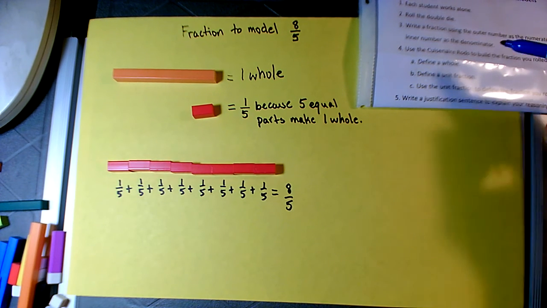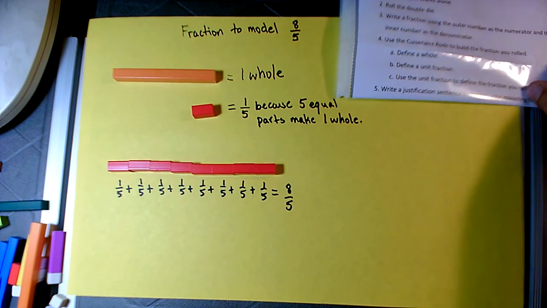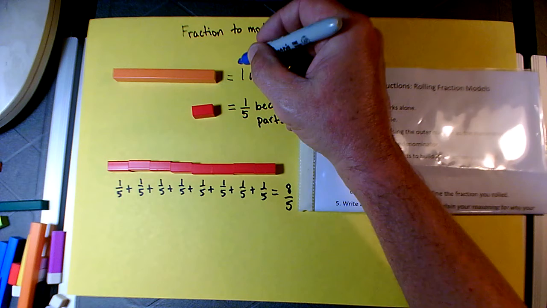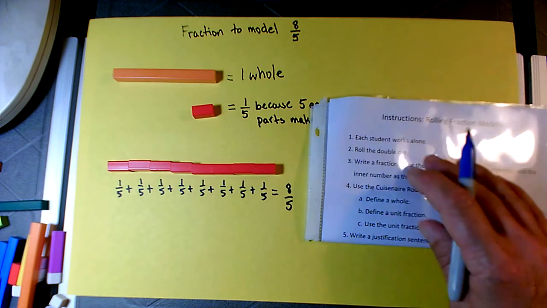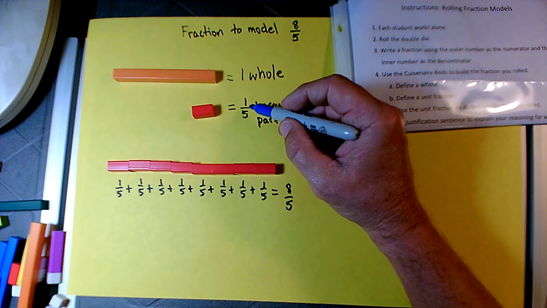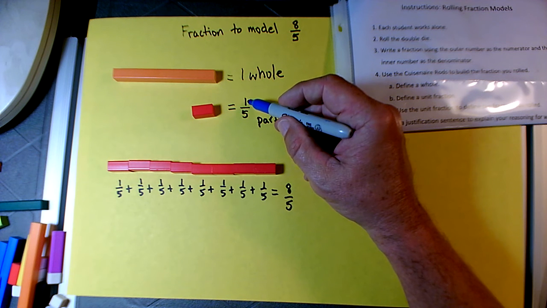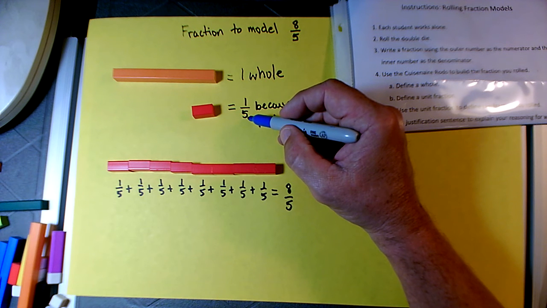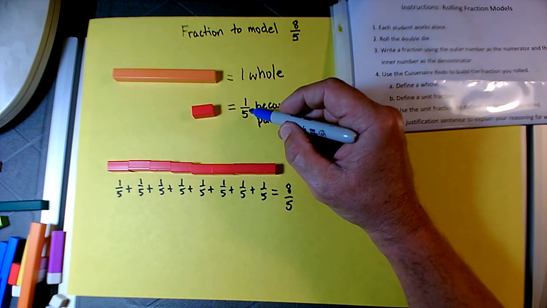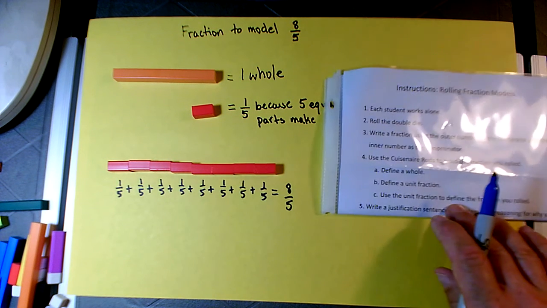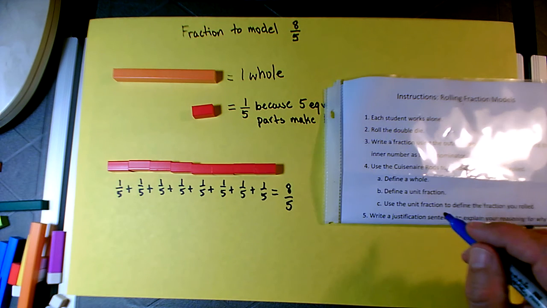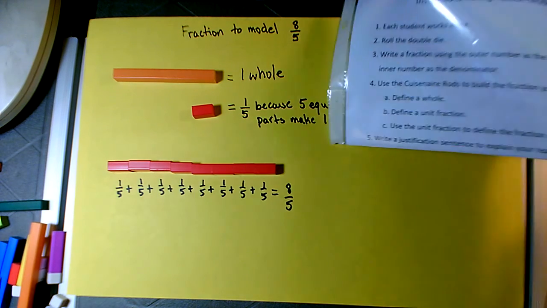Now, notice the steps that the directions told me to take. Define the whole. That's what I did right here. This is defining the whole, step 1. Then step 2 is define a unit fraction. A unit fraction is a fraction that has 1 as the numerator and some other number as the denominator. In this case, 5. So this is defining a unit fifth, or a unit fraction with a value of 1/5. And why did I do that? Because I want to build 8/5 using 8 of those unit fractions.